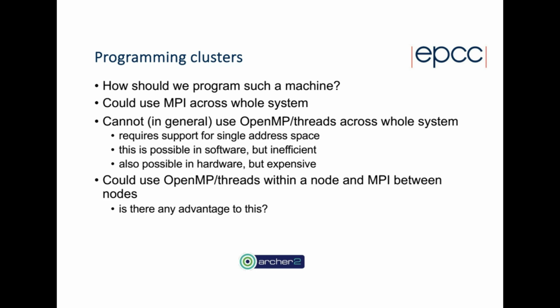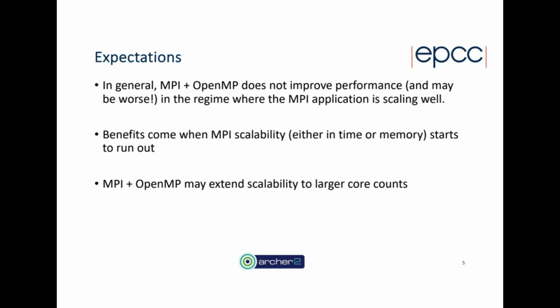So the other option is to say, okay, we could use OpenMP or some other threading interface within a node, and then MPI to communicate between nodes. And the question is, is there any advantage to doing that? What are the potential advantages of doing that?